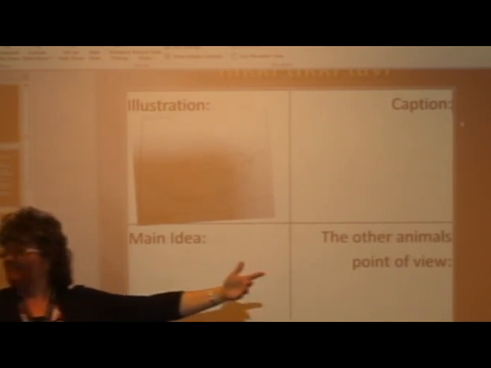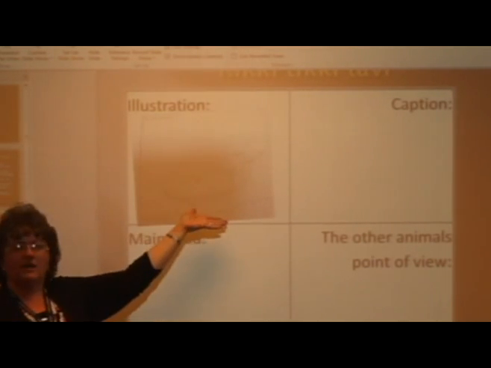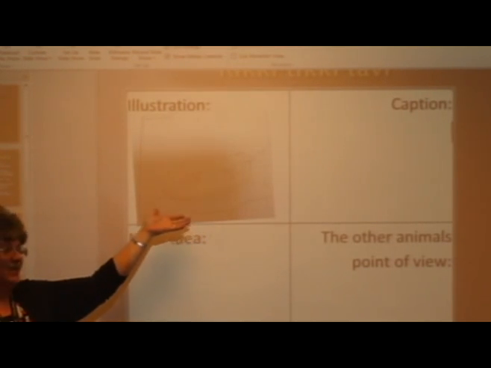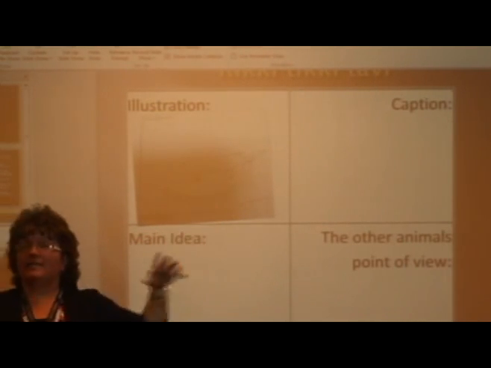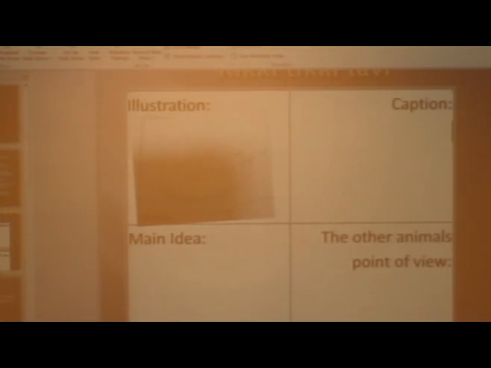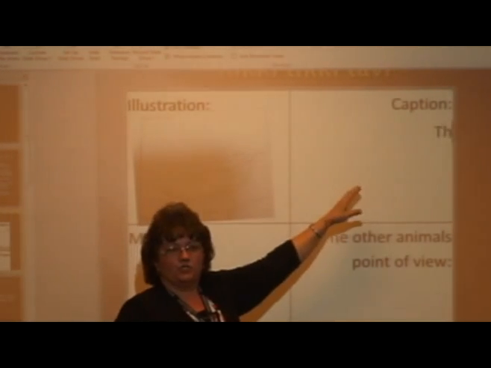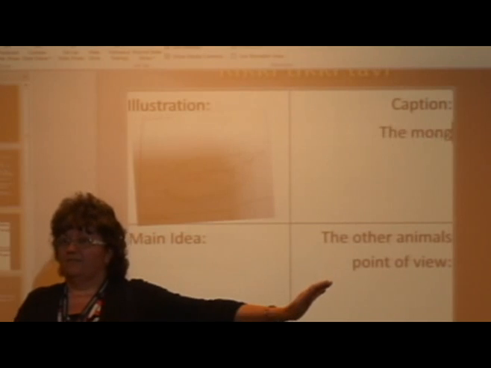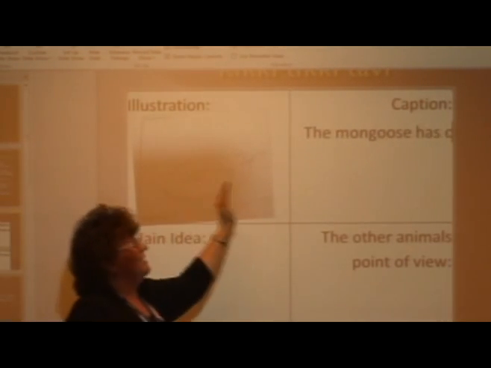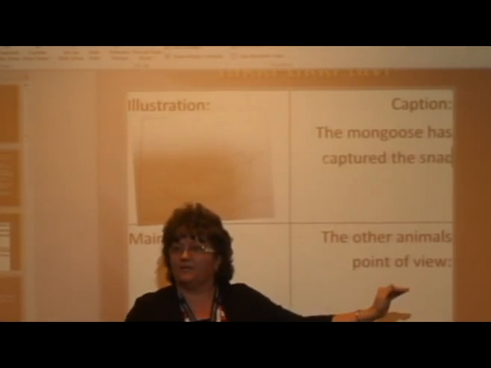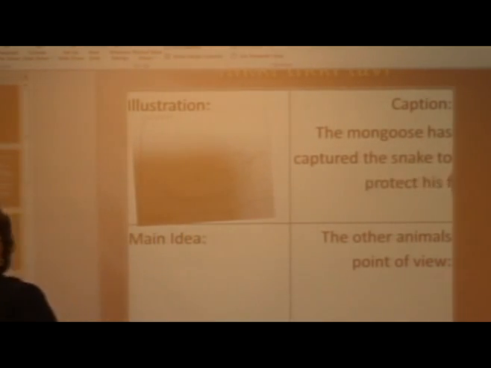The children can see. Yep, here's the picture. What's going on in the picture? Okay, he's not eating it though. What's the better word? He's not eating it. He's captured it, right? Because he's not going to eat it. It's poisonous, right? So the mongoose has captured the snake. You could even add the mongoose has captured the snake to protect his family, because that's what the beginning part says. That he was trying to save the family, right?